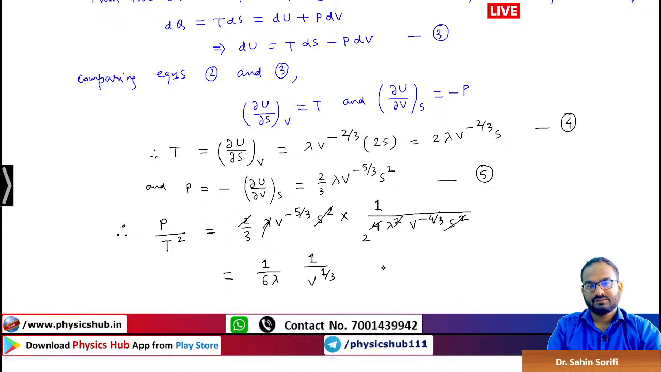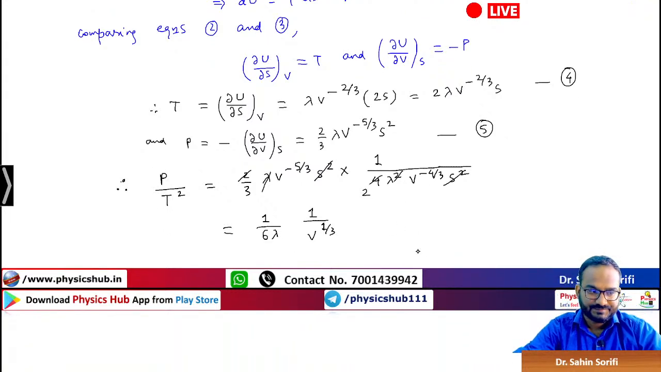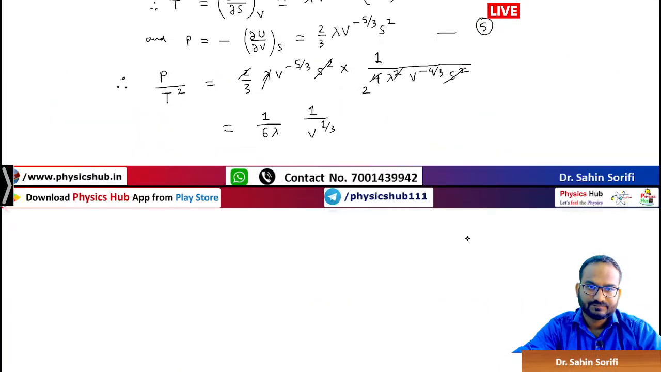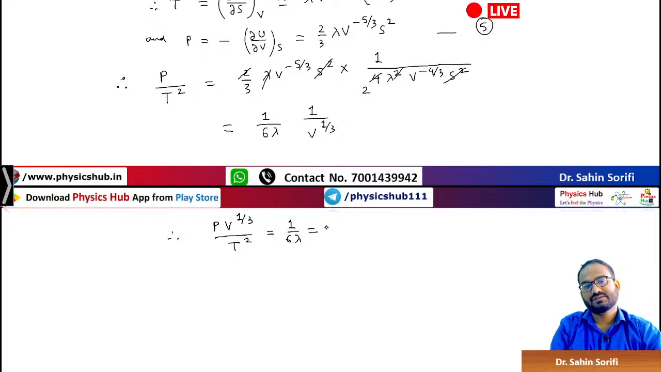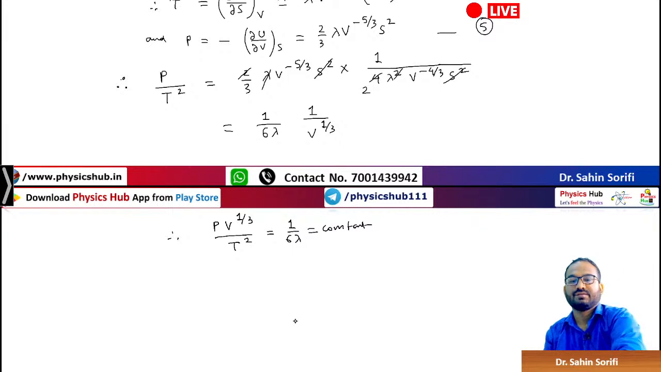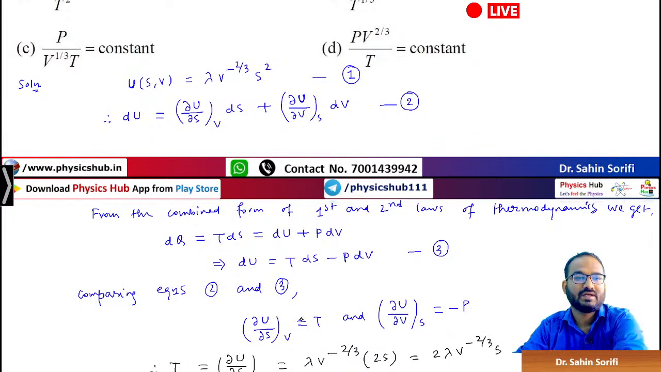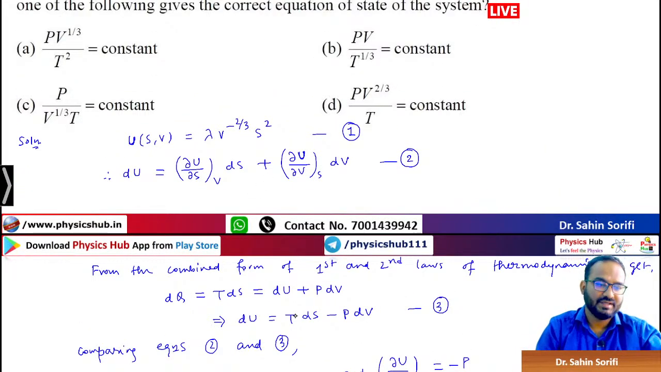And hence we can write P V to the power 1 by 3 divided by T square is equal to 1 upon 6 lambda. Lambda is a constant, so this is constant. And this gives you the equation of state: P V to the power 1/3 divided by T square is constant. So option A is matching, yes.